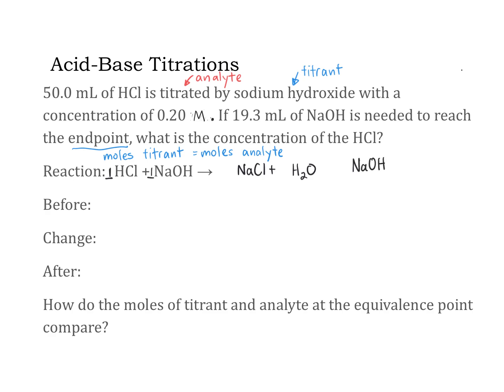We have 19.3 milliliters, but that's equivalent to, I've got to change this to liters to use this with molarity, so it's 0.193 liters. And the molarity is 0.2. That means there are 0.20 moles in every 1 liter. So if we multiply the volume in liters times the molarity, we will get the number of moles that have been added. I got 0.00392 moles of NaOH.